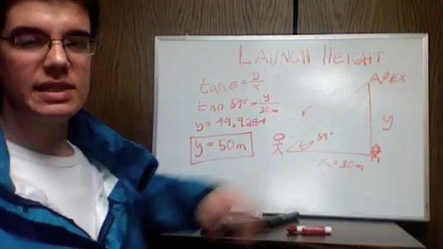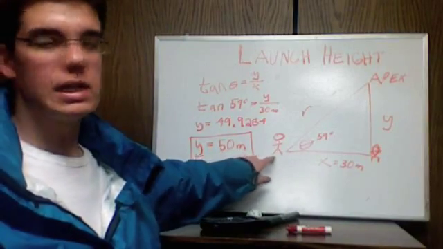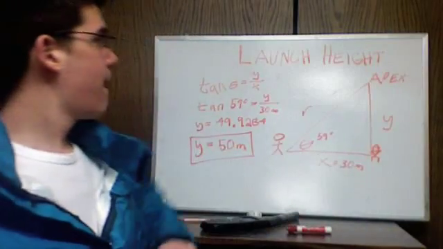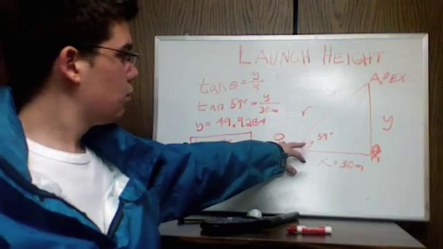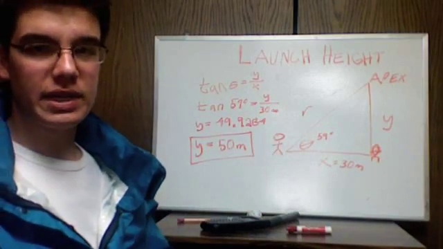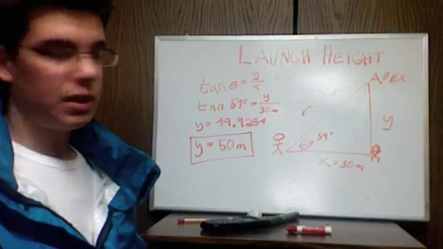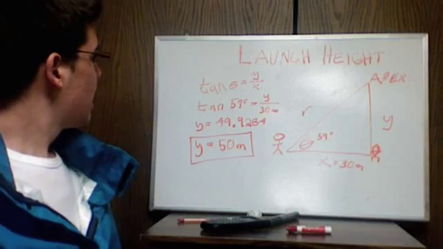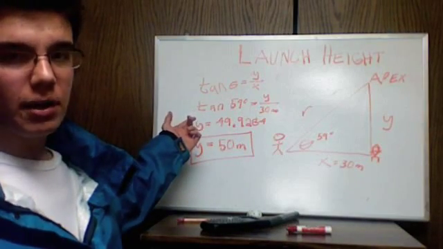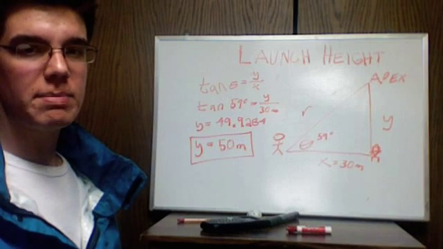We had a preset distance of 30 meters from where I stood with the device to the rocket. And after the trial, we found that it was 59 degrees. So then all we had to use was the tangent formula. So we know tangent theta is y over x. And then all we do is plug in our numbers. So tangent 59 degrees equals y over 30 meters.